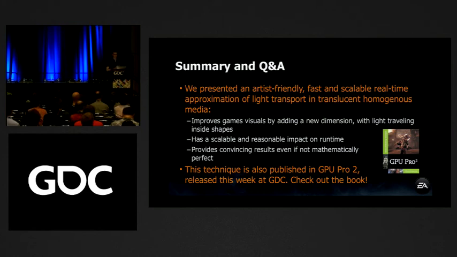So, overall, we have here an artist-friendly, fast and scalable real-time approximation of light transport in translucent homogeneous media. Our technique allows developers to improve game visuals by simulating translucency with reasonable and scalable impact on the runtime. And especially now, where the cost of development of video games is getting higher and higher, providing convincing results through simple means is essential in the development of high-quality AAA games.